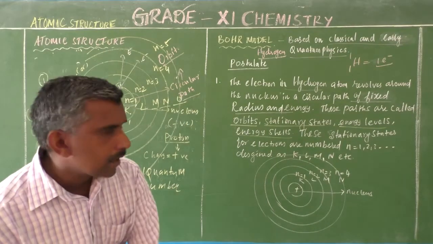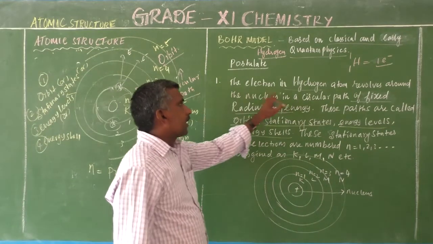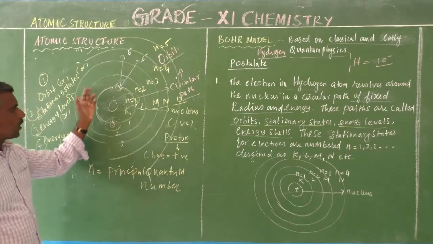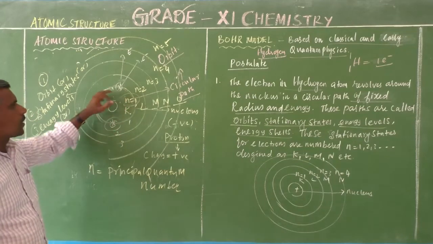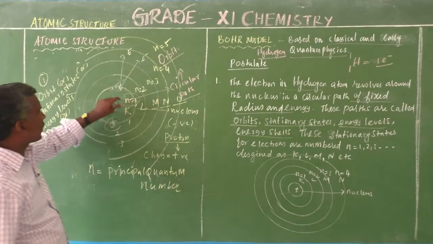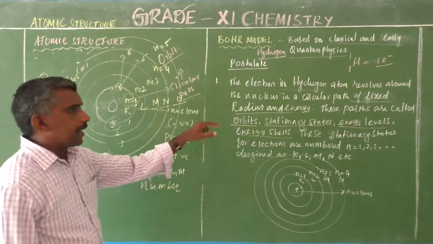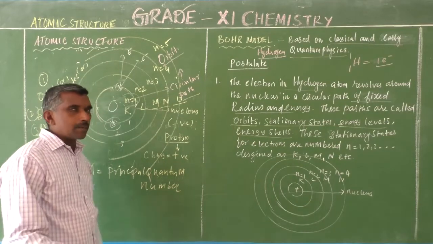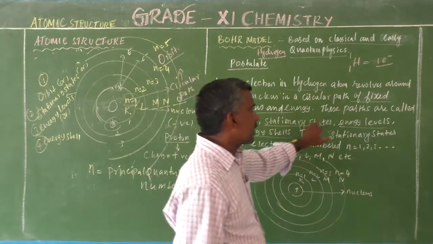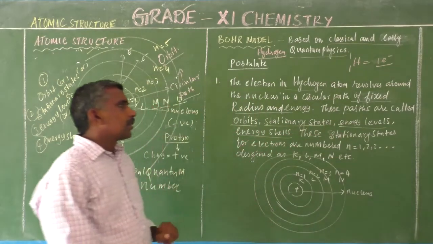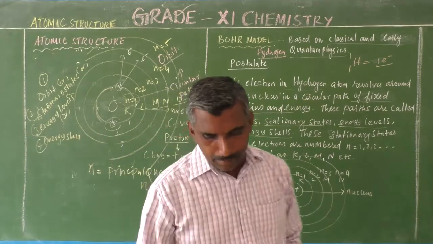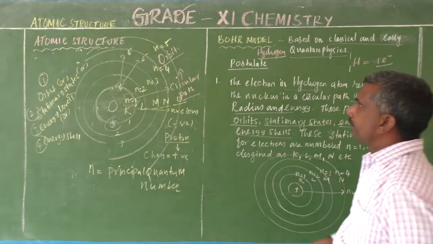So, what is the first postulate of the Bohr model? The electron in the hydrogen atom, a single electron, revolves around the nucleus in a circular path of fixed radius. This radius is fixed and never changes, and the electron energy is also fixed. These paths are called orbit, stationary state, energy level, or energy shell. The stationary states for the electron are numbered 1, 2, 3, designated K, L, M, N. This is the first postulate.